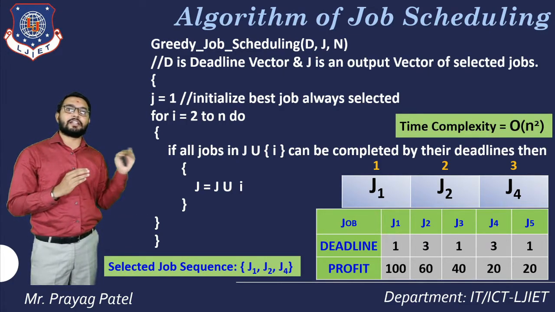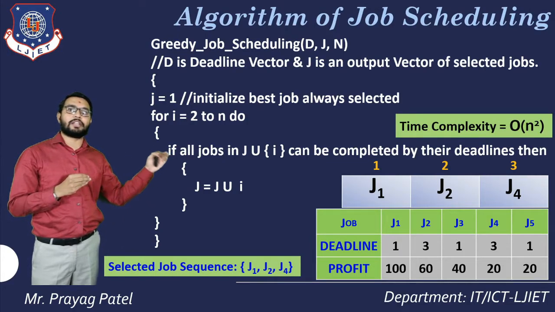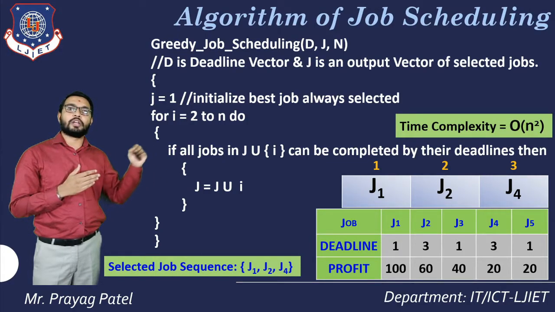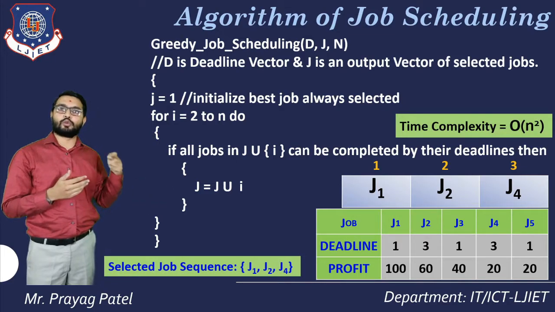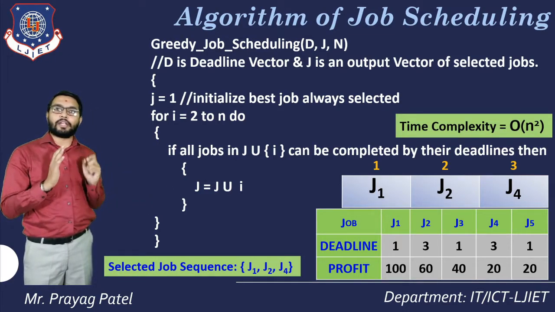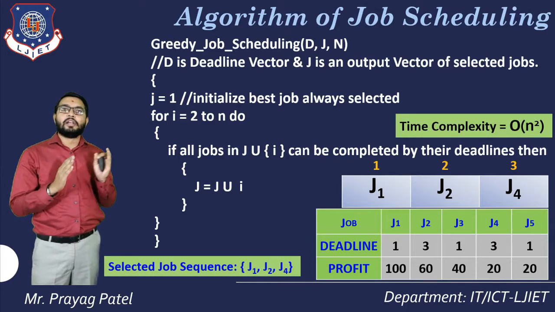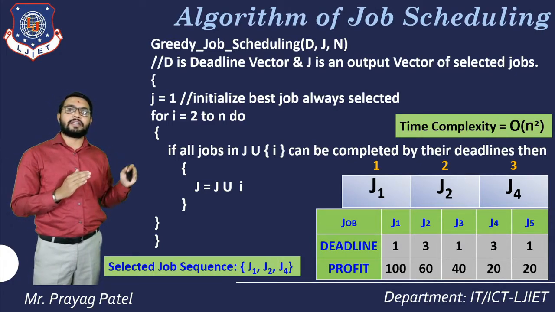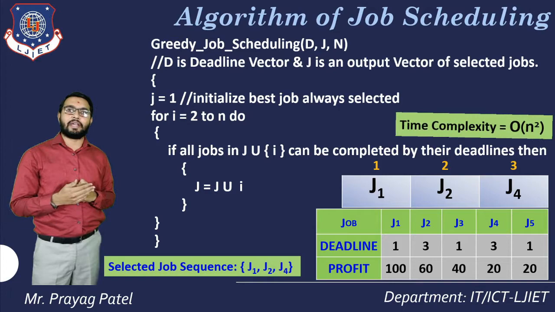Now after that consider job number 2. In job number 2, the deadline equals 3. So consider the next as job number 2, then job number 3, like this. Now what is the complexity of this algorithm? The complexity of this algorithm is considered as big O of n square.